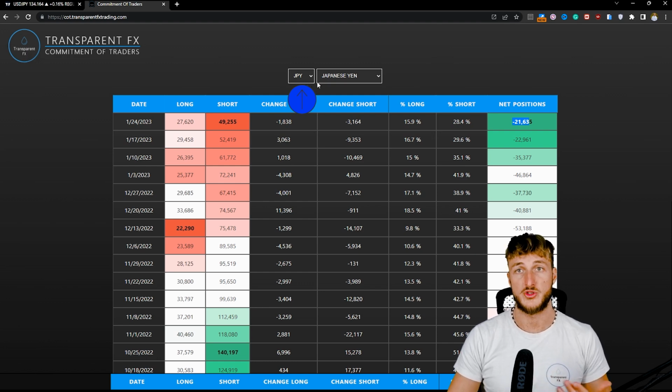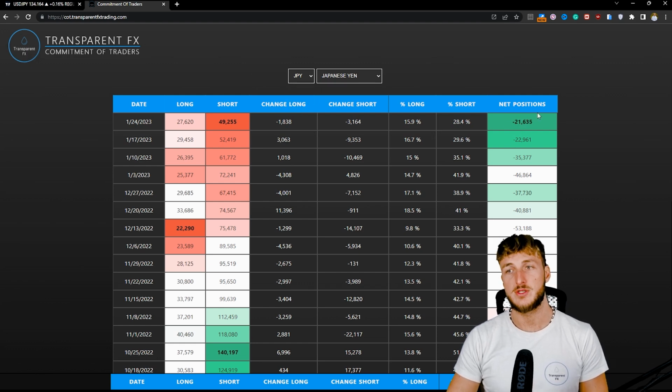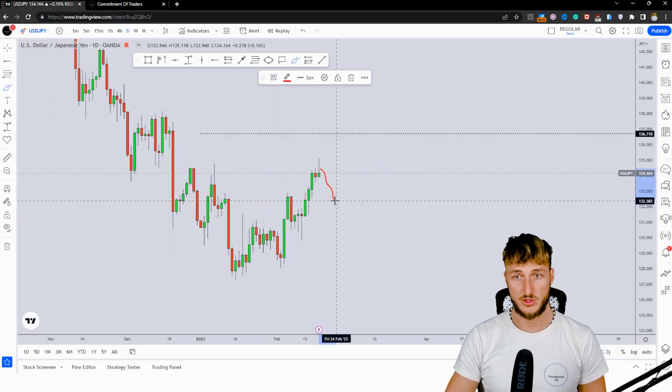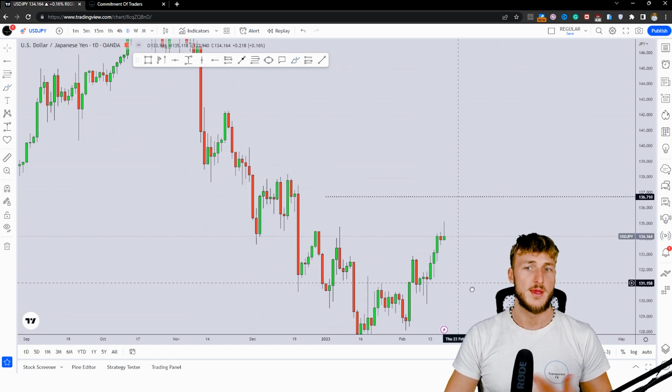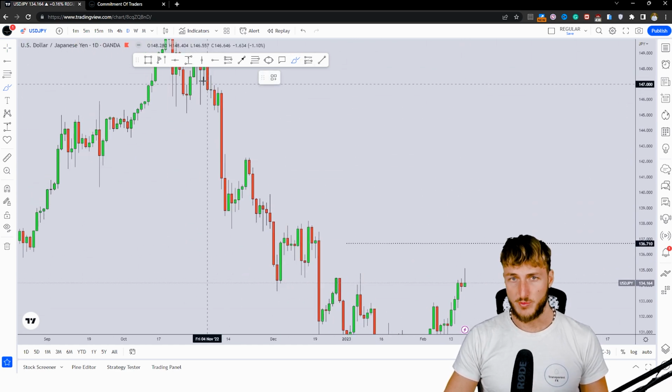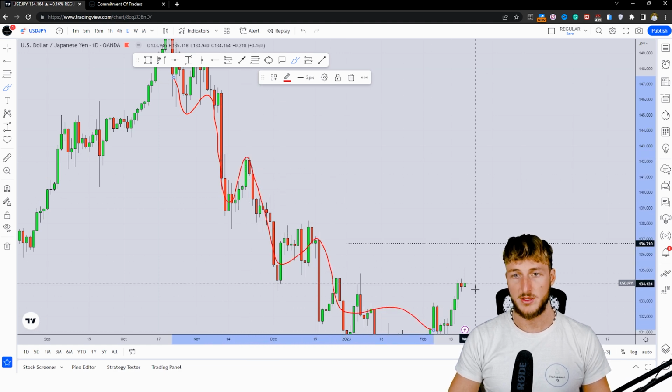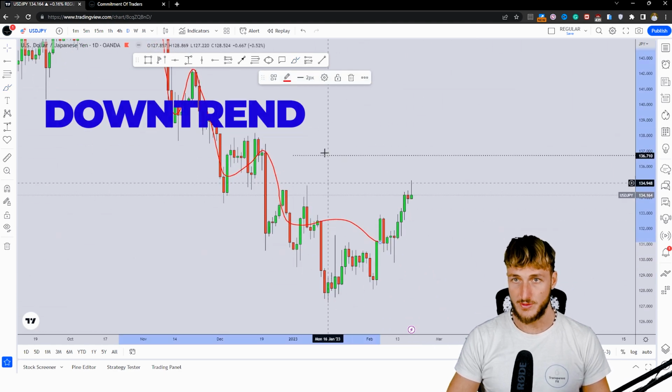However, if we want information on USD JPY, we simply have to reverse everything, meaning that an increase of the net positions here means that overall the JPY is getting stronger, meaning that USD JPY is getting weaker. Now, this means that there is definitely the possibility for a potential correction lower. And we see that also reflected in the price action. We see the strengthening of the JPY with the market clearly here being trending to the downside.